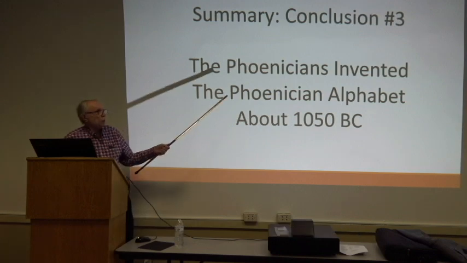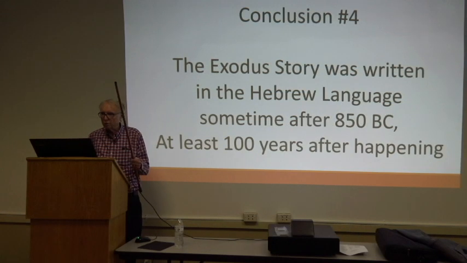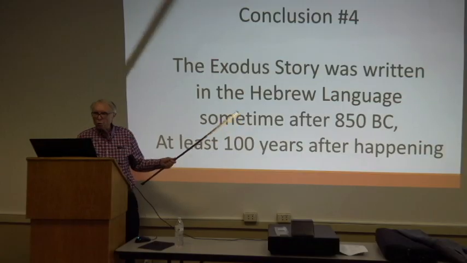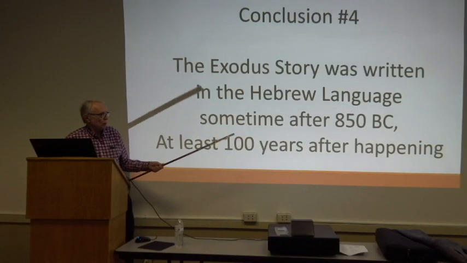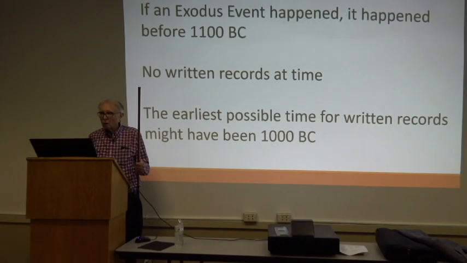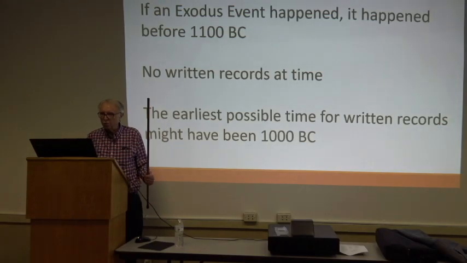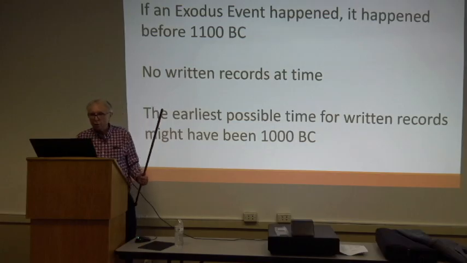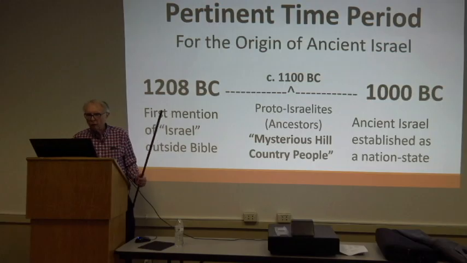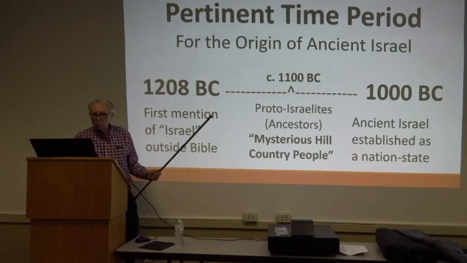So anyway, the Phoenicians invented the Phoenician alphabet. The Exodus story was written in the Hebrew language later, and if the Exodus event happened, because scholars are disagreeing, it happened before 1100, there were probably no written records. And this is the pertinent time period.